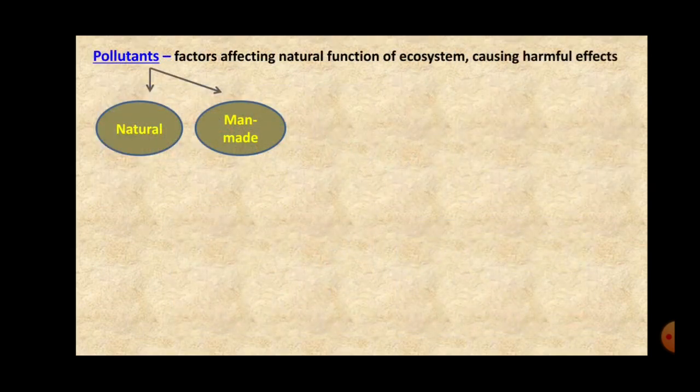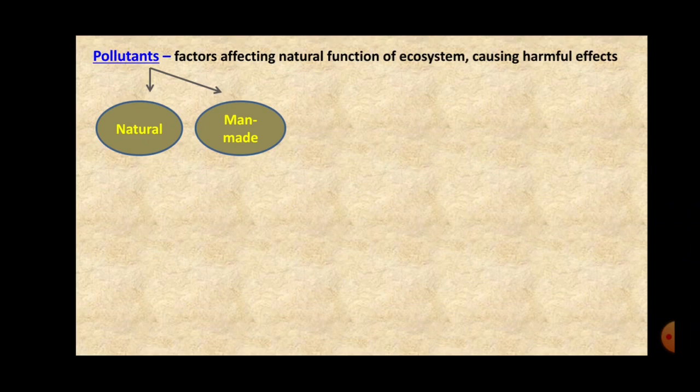Next is pollutants. The factors which cause the pollution are called pollutants. So these factors which affect the natural functioning of ecosystem and cause harmful effects on the environment are called the pollutants. Now these pollutants make the environment poisonous and unhealthy. Now the pollutants can be of two types. One is natural and the other is man-made.